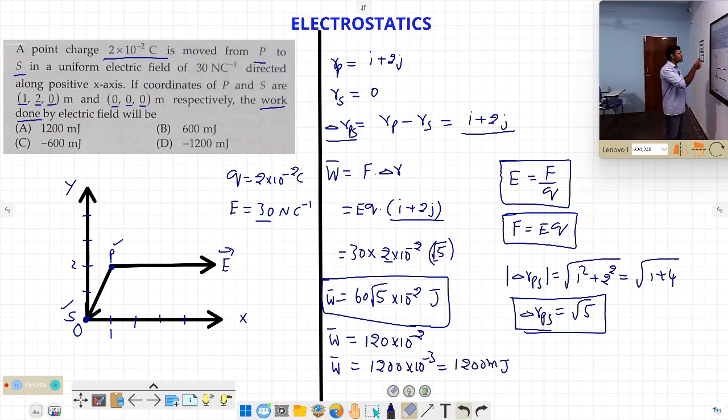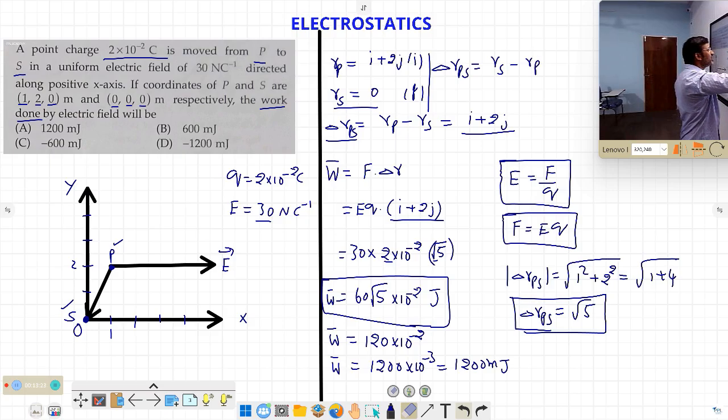There is no negative here, but there are options with positive and negative both. In this case, change in position is final minus initial. S is the final one and P is the initial one. That is why you have to take rS minus rP. If you take rS minus rP, you get a minus sign, because a negative value here means delta r from S to P, where this is initial and this is final. So final minus initial is rS minus rP, which becomes minus of i plus 2j. Minus of i plus 2j means you will get the minus sign all the way. Because the change in position is negative, the answer is also negative. So in the options, the fourth option is the correct option for this question.